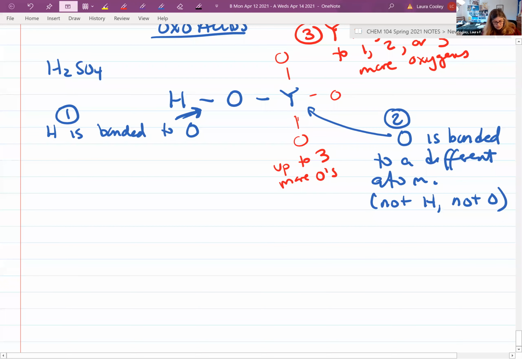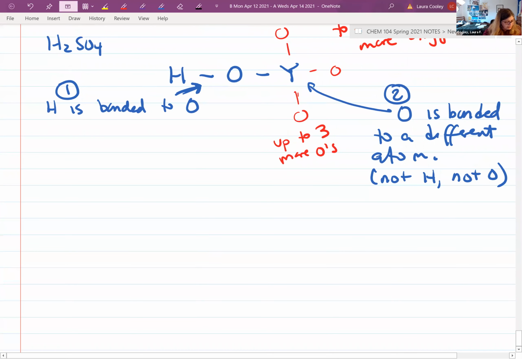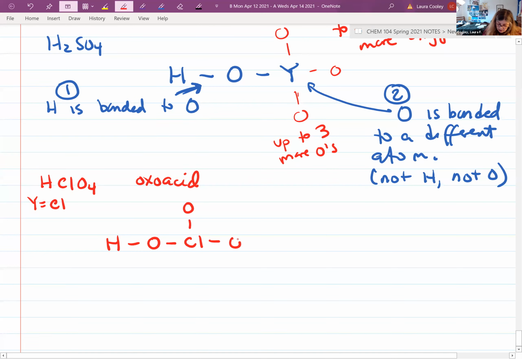All right. So let me go over a couple of examples. So for example, HClO4, that is an oxo acid. And if you look at the formula, you might think that the hydrogen is bonded to chlorine, but that's not true. The hydrogen is bonded to oxygen. Chlorine is the Y, okay? So Y equals Cl here. And then you could see that this is only HOCl. There's 4 O's, so that must mean that there's 3 more O's here, okay?